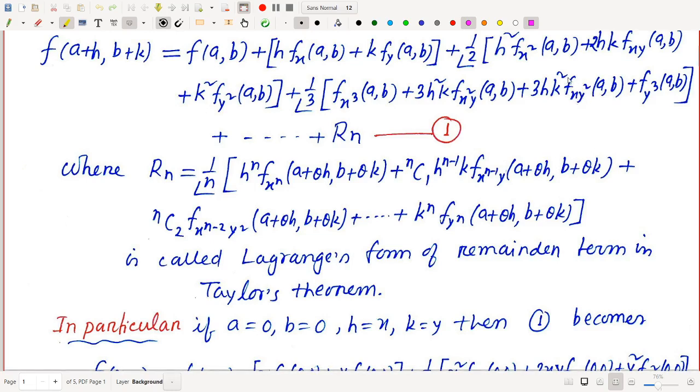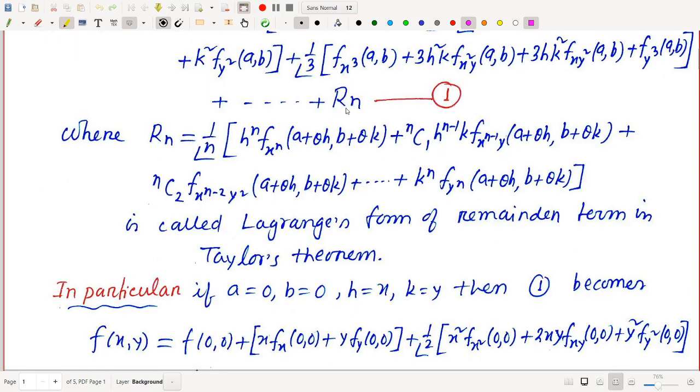You can denote it by del cube f by del x del y square at the point (a, b), plus f suffix y cube at (a, b), meaning the third order partial derivative of f at the point (a, b) with respect to y three times, that is, del cube f by del y cube, plus dot dot dot, similar terms are there. Then R n, the last term written R n. What is R n? The remainder term.